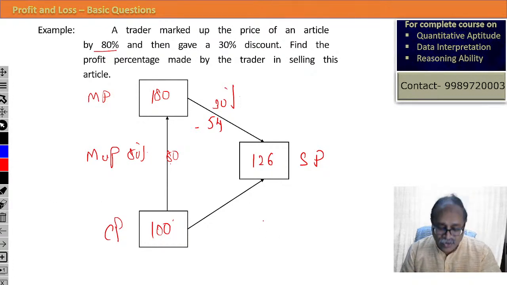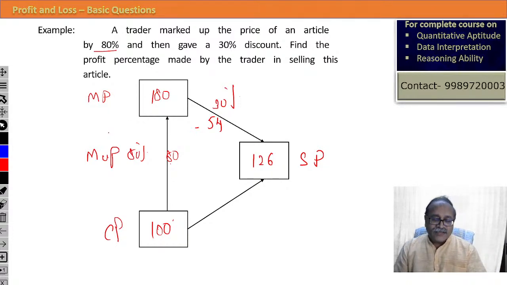Okay. So someone has answered the question. Now, what is the profit percentage? Look at Madhav. Look at Madhav. He answered it. Look at Anusha. He answered it.